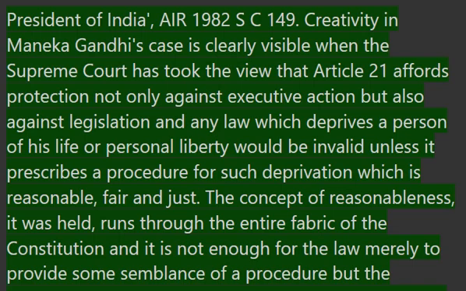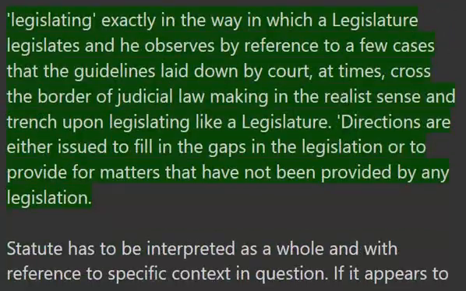1. Maneka Gandhi v Union of India, AIR 1978 SC 597. Legislating, exactly in the way in which a legislature legislates, and he observes by reference to a few cases that the guidelines laid down by court, at times, cross the border of judicial lawmaking in the realist sense and trench upon legislating like a legislature. Directions are either issued to fill in the gaps in the legislation or to provide for matters that have not been provided by any legislation.